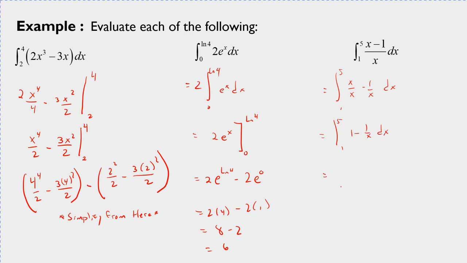And when you integrate that, 1 integrates as x, 1 over x integrates as the natural log of x, and you're going from 1 to 5. So this is just 5 minus the natural log of 5, minus 1 minus the natural log of 1. Well, what's the natural log of 1? Well, that's 0. So you get 5 minus 1. You get 4 minus the natural log of 5.